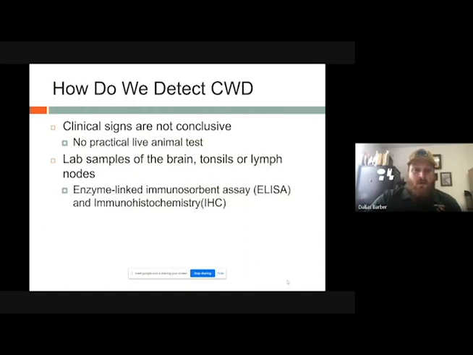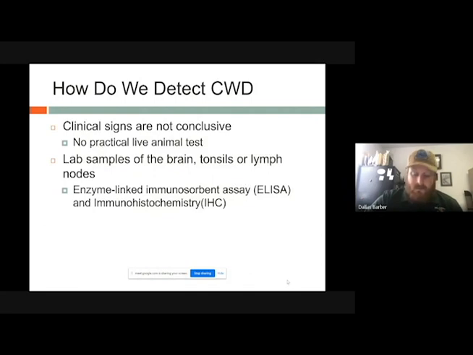How do we detect chronic wasting disease? So you said you can't see it just by looking at them. Clinical signs are not conclusive, and unfortunately, science has not gotten us to a point where there's a practical live animal test. So all of the testing that's done is on an animal that's either been hunter harvested, road killed, things of that nature.